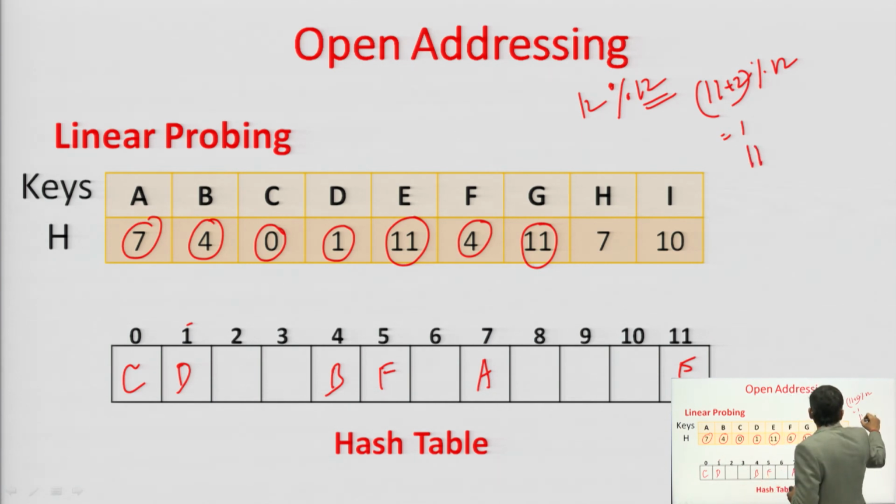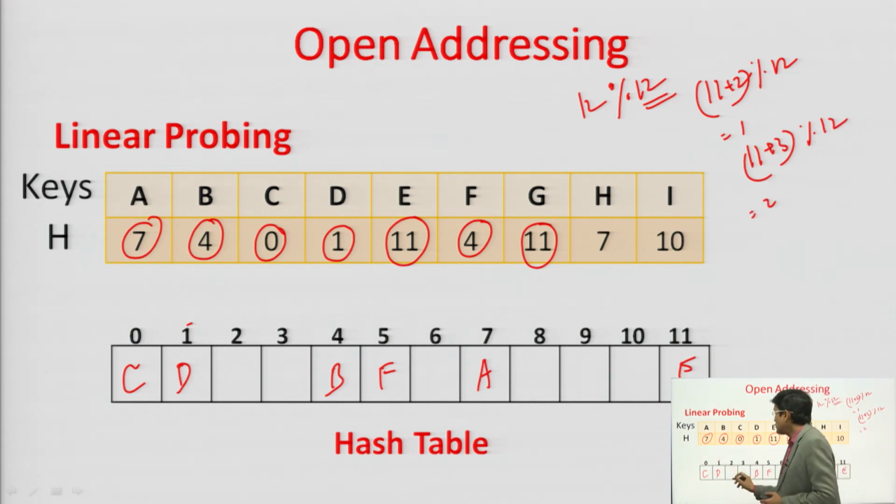So you find out 11 plus 3 modulus 12. This is telling you 2 location. So you store your data item at 2 location because 2 is free. So G can be stored at 2 location.